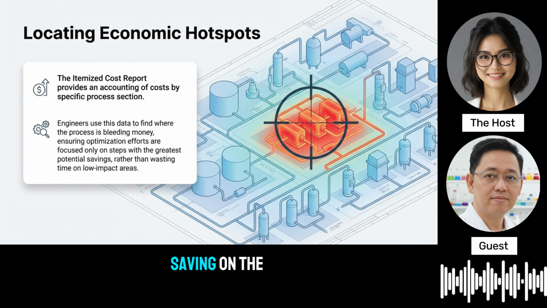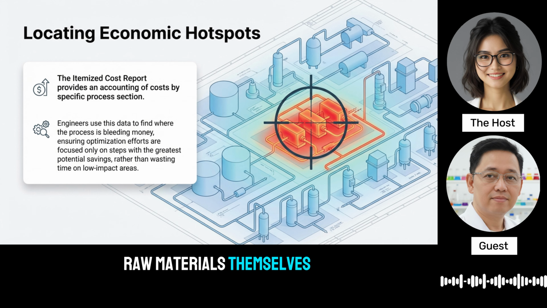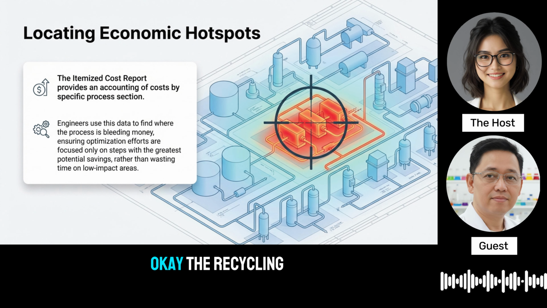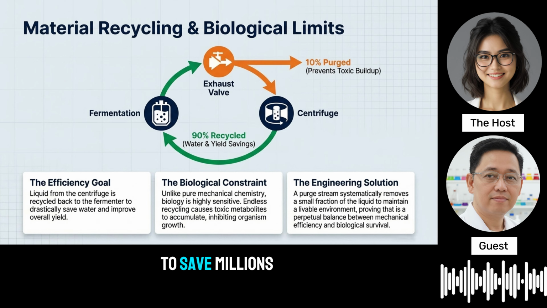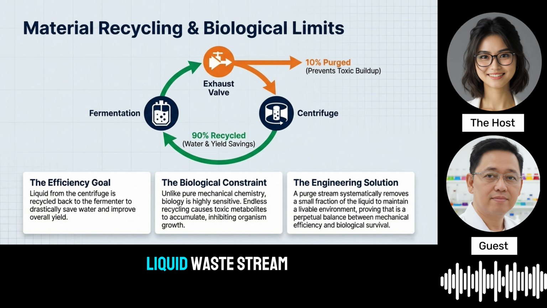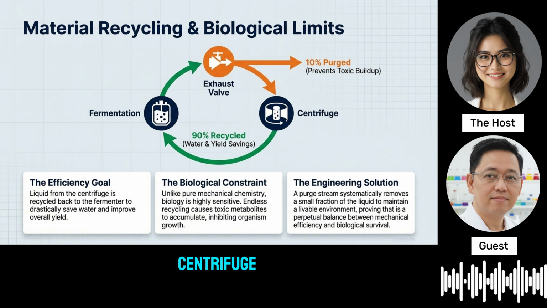Now, what about saving on the raw materials themselves? We see a brilliant example of this in the continuous production of baker's yeast. Okay, the recycling loop. Right. To save millions of gallons of water and boost yield, engineers recycle the liquid waste stream that exits the centrifuge, piping it right back into the initial fermentation tank.